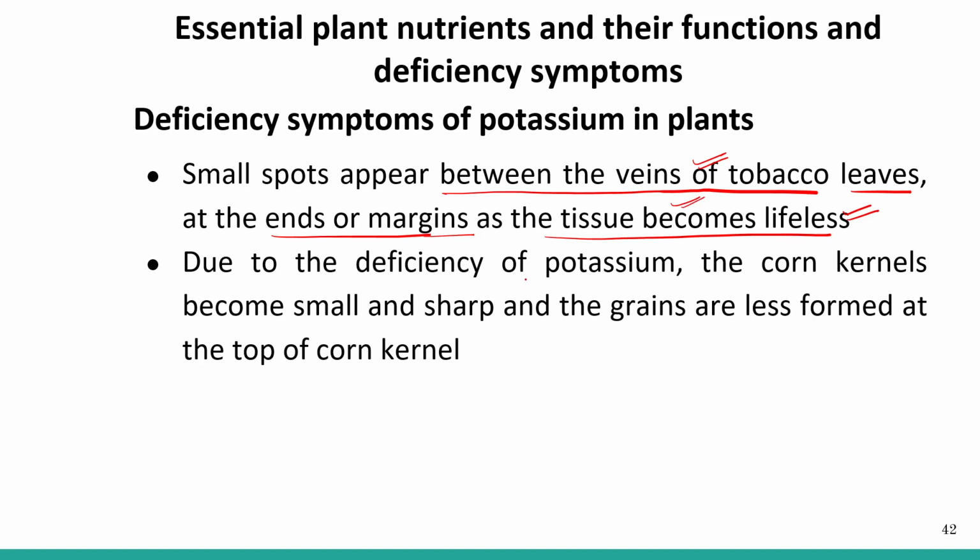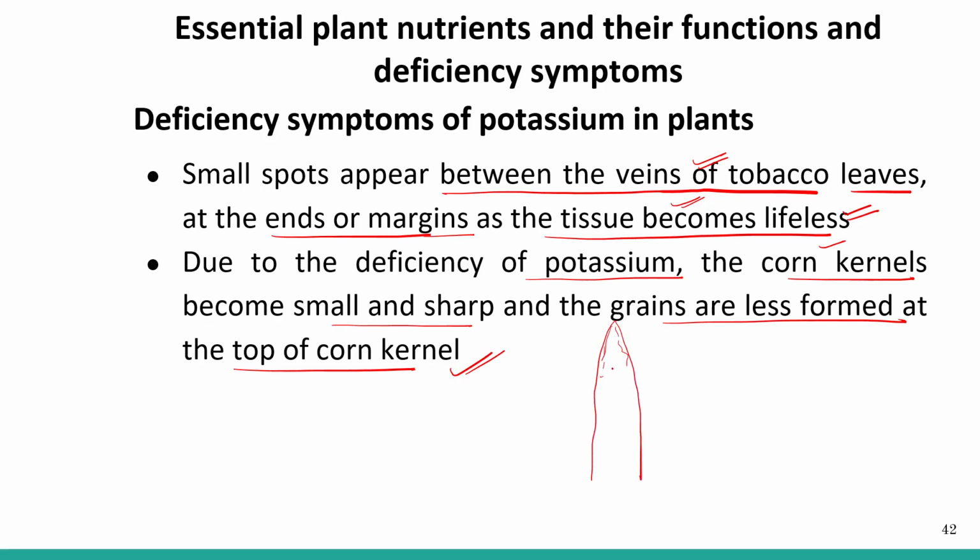Due to the deficiency of potassium, the corn kernels become small and sharp and the grains are less formed at the top of the corn kernel. So if this is the corn, then here the grains will be less. At the tip, the grains will be less. On the lower side, the grains will be there, but at the tip, there is less formation of the grains in the corn kernel.